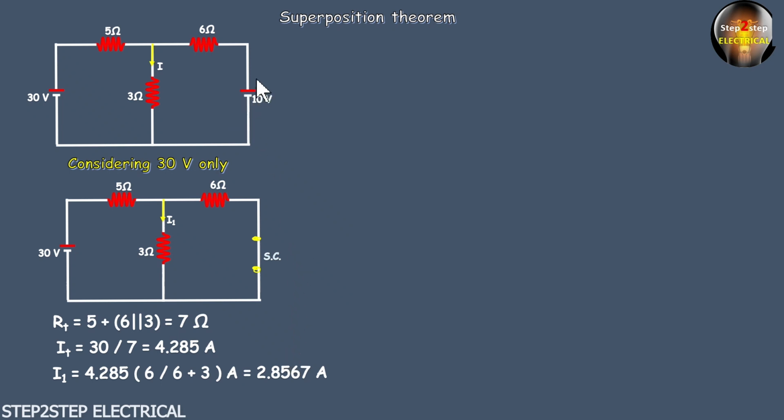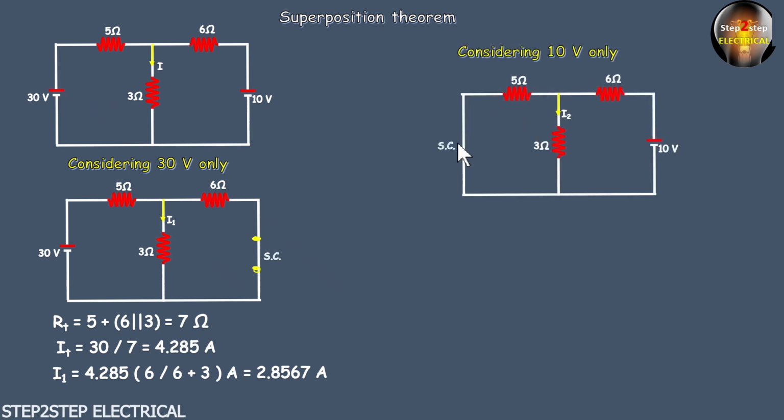Now let's consider this 10 volt and replace this 30 volt by its internal resistance. So considering 10 volt only, this 30 volt has been short circuited. And then what we will do? After considering 10 volt, we have to assume that the current passing through this 3 ohm is I2 due to this 10 volt. So here we had considered I1, and now we are considering I2.